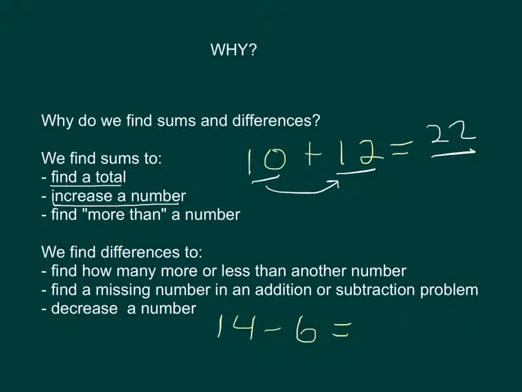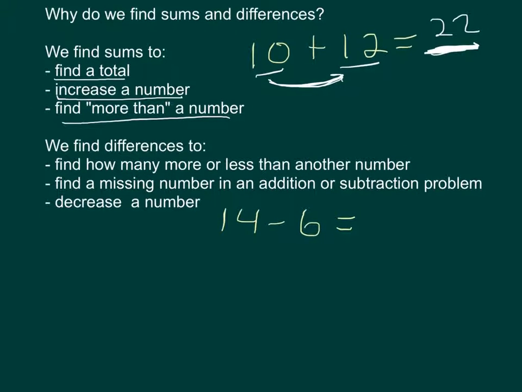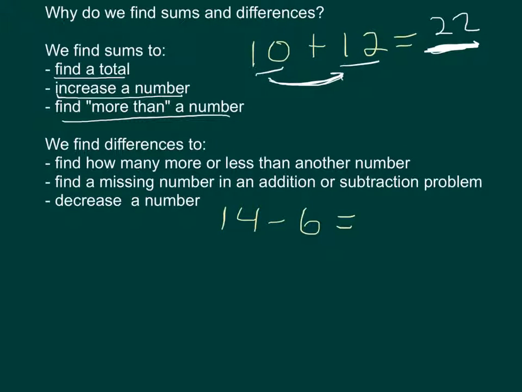We also find sums to find more than a number. So what is 12 more than 10? To get 12 more than 10, we add 12 to it. So 12 more than 10 is also 22. Okay, all three of those would give you this problem of 10 plus 12. Why do we find differences? We find differences to find how many more or less than another number. So what is 6 less than 14? It's 8.